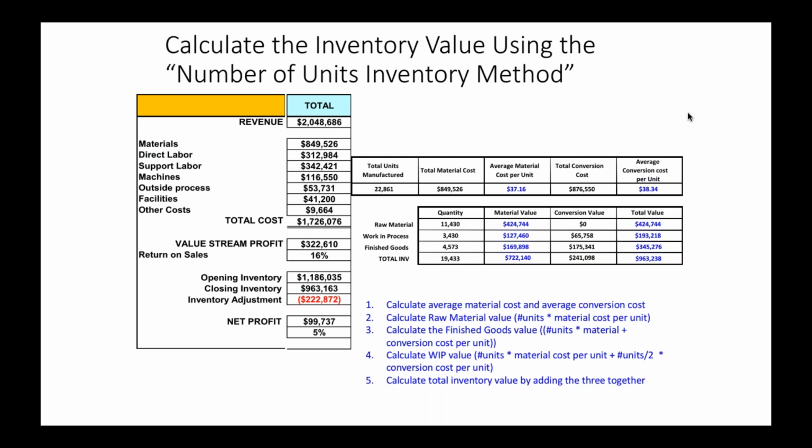And you can see if you look over on the left side that the new inventory value of $963,163 is $222,872 less than the beginning inventory. So that would require a journal entry where inventory is credited for $222,872 and cost of goods sold is debited.